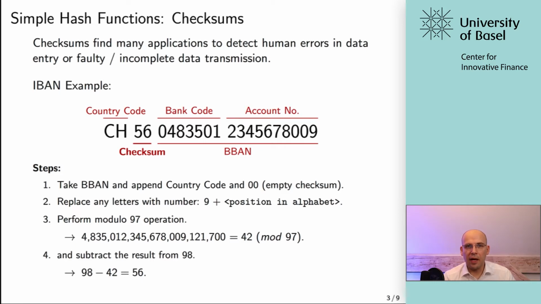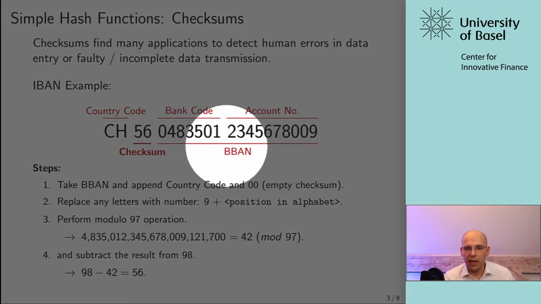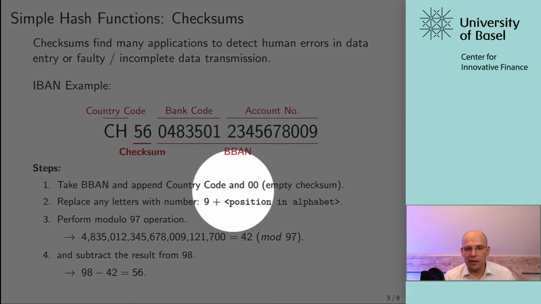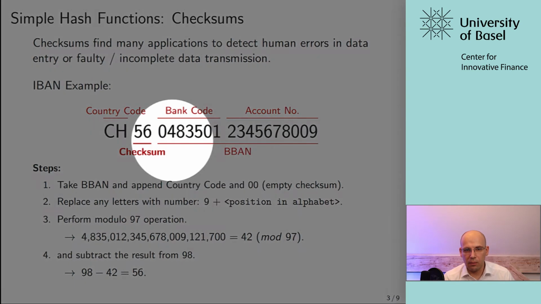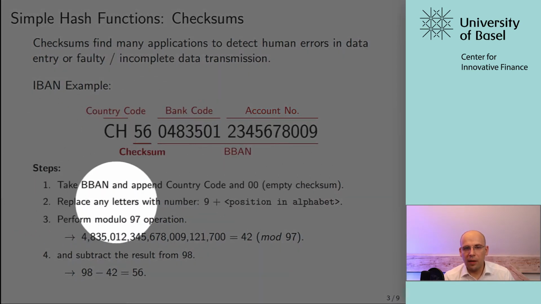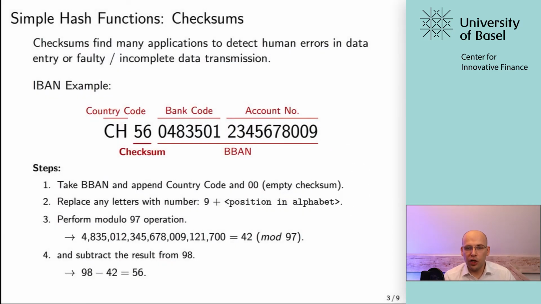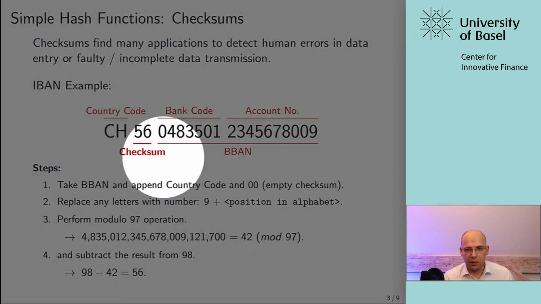The way the IBAN is created from the domestic account numbers, from the traditional account numbers, is you use the bank code, you use the account number, and you get something that is usually referred to as BBAN. Then you append the country code and 00, which is the empty checksum right here. And you replace any letters with a number that corresponds to 9 plus the position in the alphabet of that corresponding letter. Now, in most cases, it's just the country code, but there are actually account numbers that include letters also in the account number. And in that case, you also switch these.